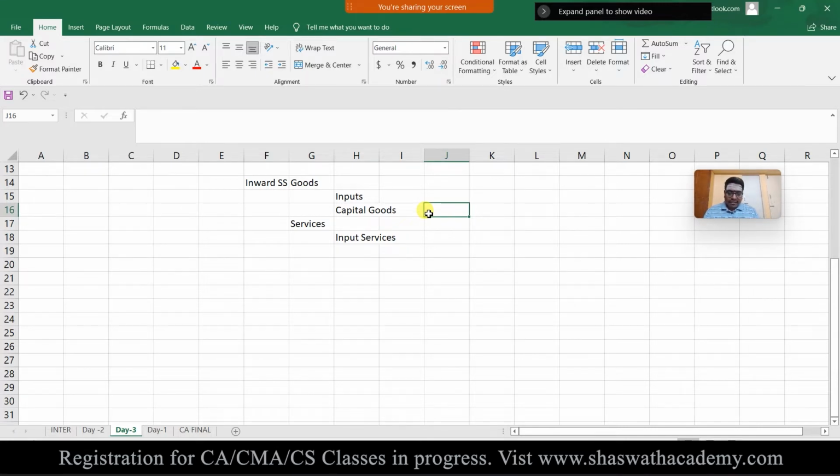So let's quickly go ahead to understand what is capital goods. My dear, capital goods are basically goods. Those are basically goods, and please remember, which are capitalized.